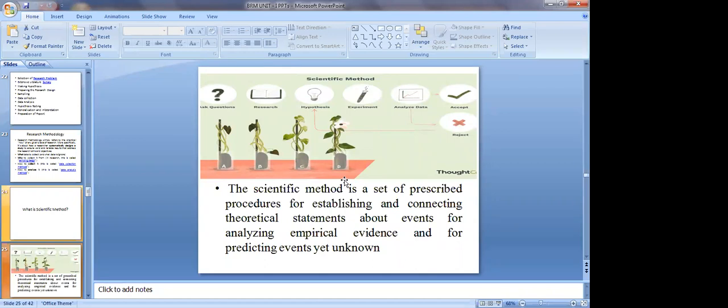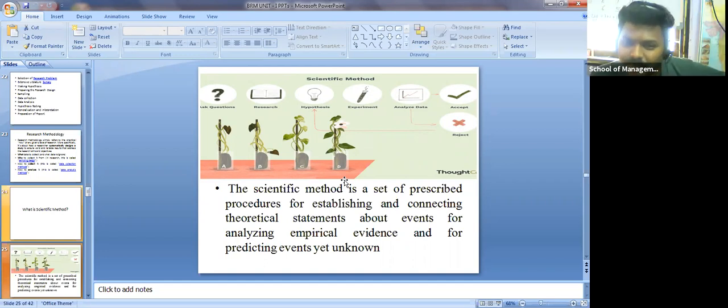So the scientific method is a set of prescribed procedures for establishing and connecting theoretical statements about events, for analyzing empirical evidence, and for predicting events yet unknown. So based on that, we are going to prove that by providing sunlight, water, and the required chemicals to grow the plant, only then is the plant going to grow. Otherwise, it is not going to grow. So we are proving that.